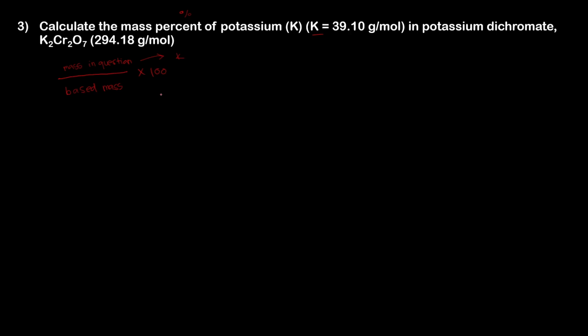Now, base mass would be the mass that we want to base on. In this case, we want to know the mass percent of potassium in potassium dichromate, so this would be K2Cr2O7. This is what I picture when I'm calculating the mass percent of a compound or a molecule.